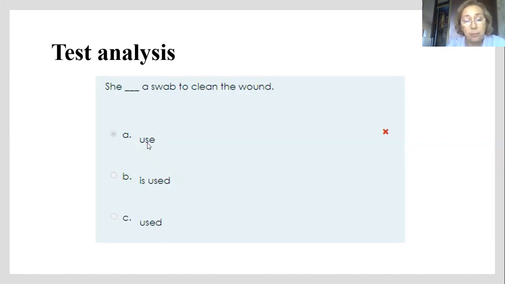But I understand that the student just wants to use the present simple active voice. But if we use present simple and we speak about her or him, we should use s at the end of the verb. It should be she uses a swab. That is why it's wrong. And that is why we need to choose another option, used in the past. She used a swab.